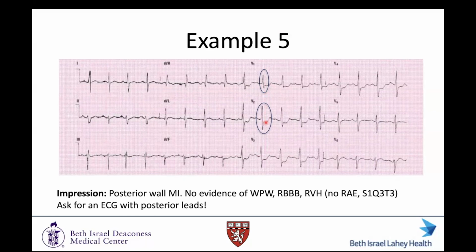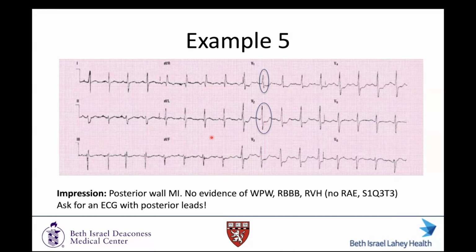Typically, you'll see concurrent inferior Q waves and maybe ST elevations. It's kind of tough to see. I'm not really sure there are frank Q waves in the inferior leads here. But yeah, definitely it should be considered. This is one of the can't-miss things because it can be an acute pathology.